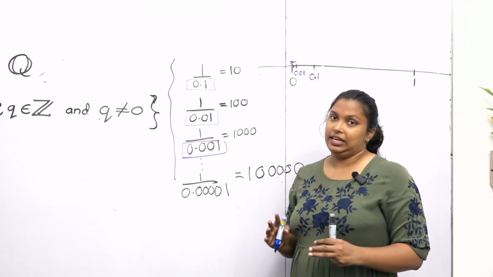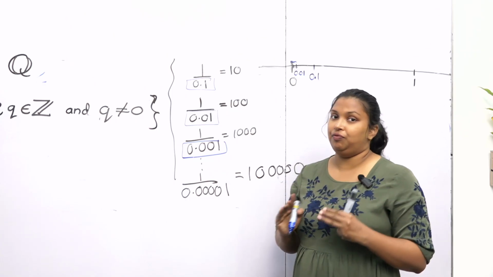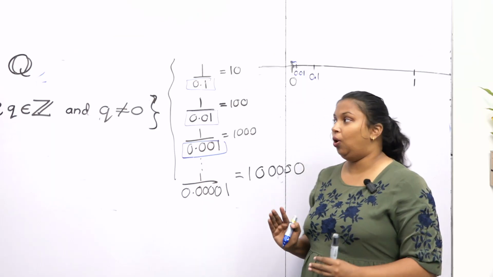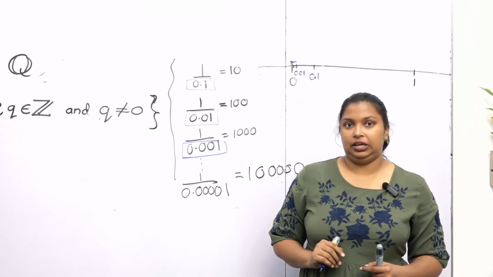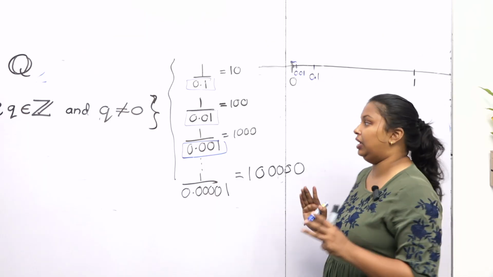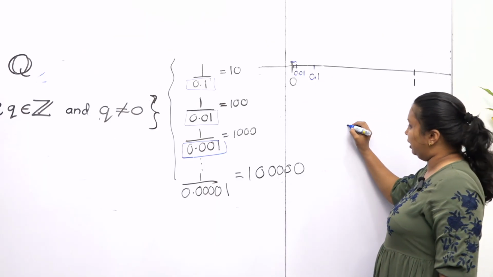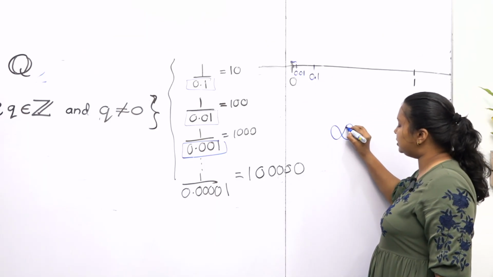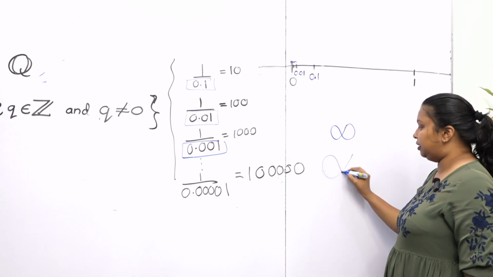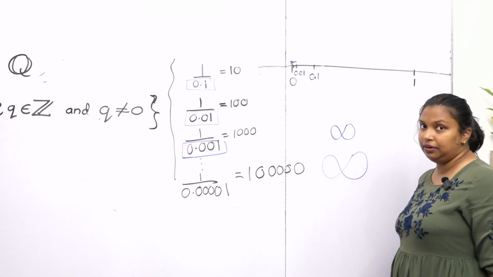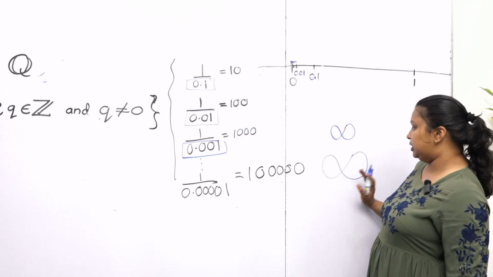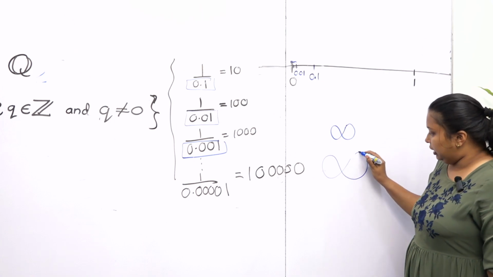We say that the value tends to a very huge value. We call it infinity, a very large number, and we represent it using this symbol. This is the symbol that we use, infinity. You may have heard about infinity. So this is what it means.